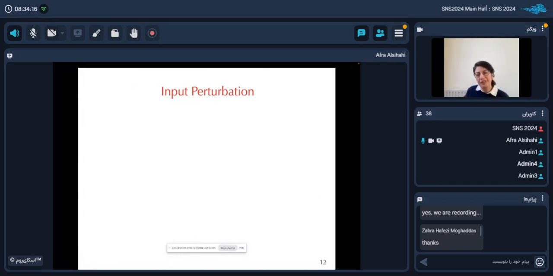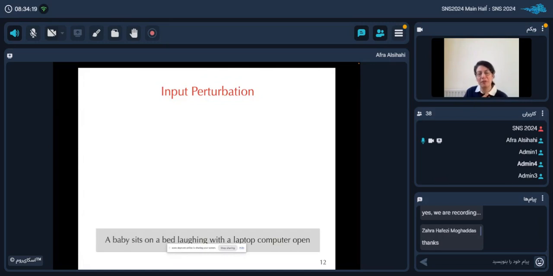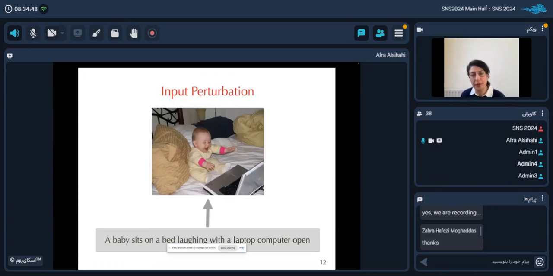So just to give you a very rough example, let's say that we have a model of the type that I just explained to you. This model receives a sentence and then it retrieves the most appropriate image that corresponds to this sentence, right? In this example, the sentence is, a baby sits on a bed laughing with a laptop computer open. This is a real example from this MS COCO data set. And if the model is trained well, it will retrieve an image like this, right? Which seems like a very good answer to this given sentence.